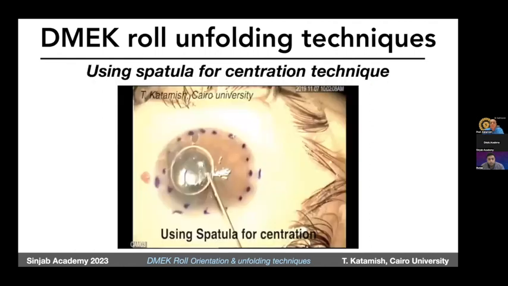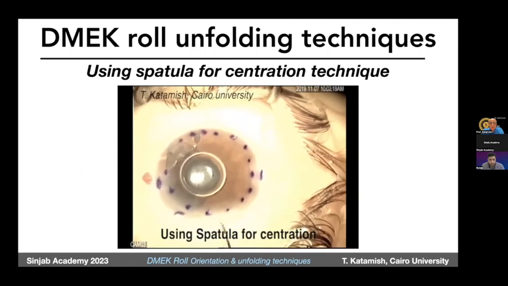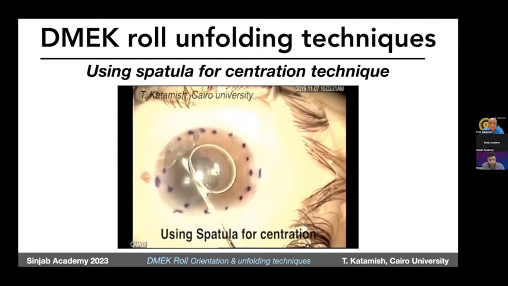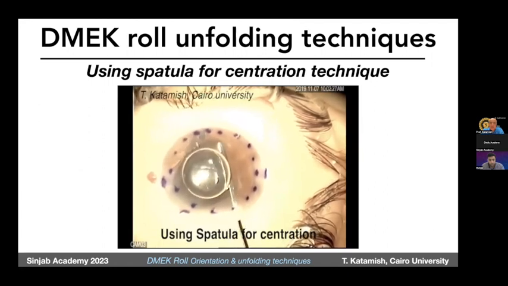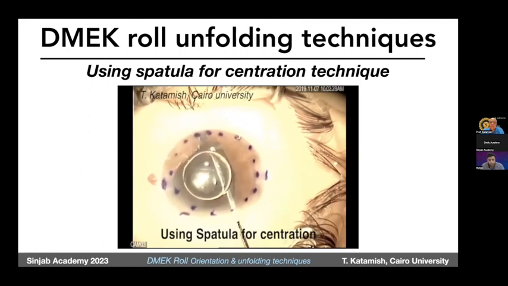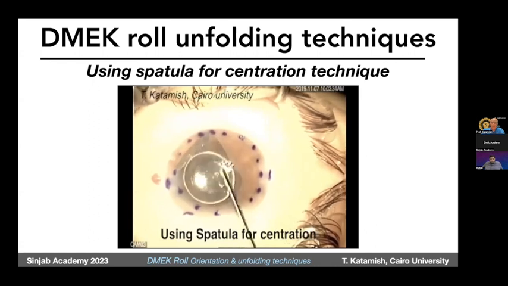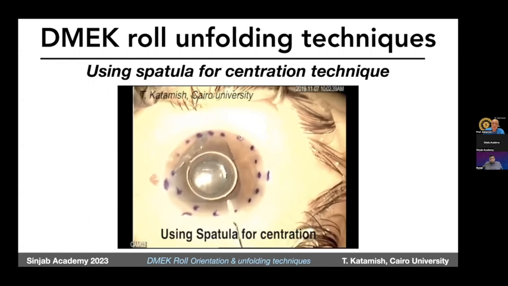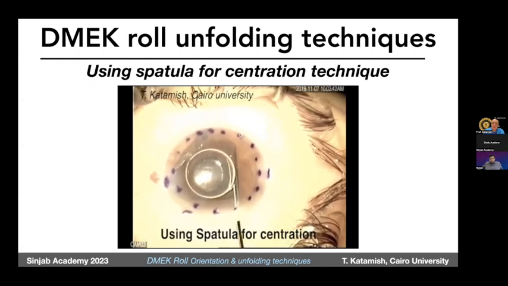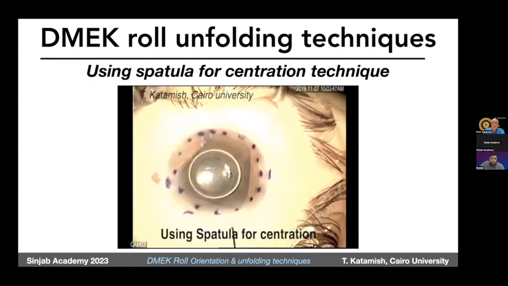Sometimes, as I have told you, I use a spatula. Look at this case: I want to center the DMEK graft. I'm using my spatula to displace the DMEK graft gently over the iris. But in this maneuver, you should do this from the membrane side. It is not allowed to touch the endothelium. So this is very helpful, especially for centration. You may use the spatula for proper centration, with very gentle movement, and sweep it over the iris.